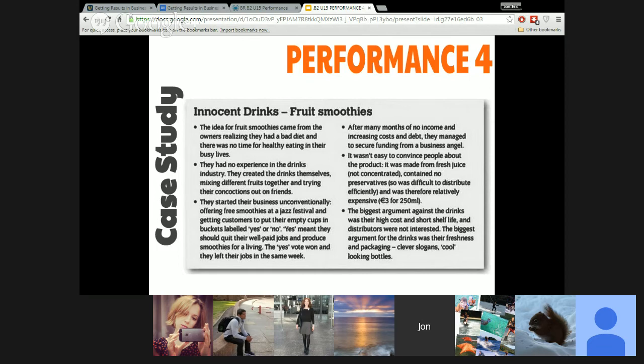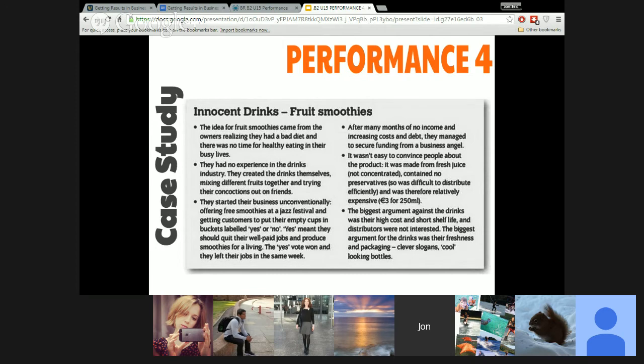High cost and short shelf life, and distributors were not interested. The biggest argument for the drinks was their freshness, and I can read here: slogans, packaging, clever packaging, cool looking bottles. Okay, that's it. Those are two companies.